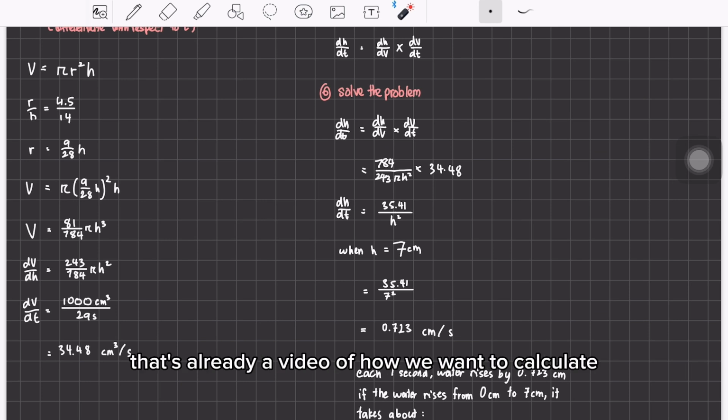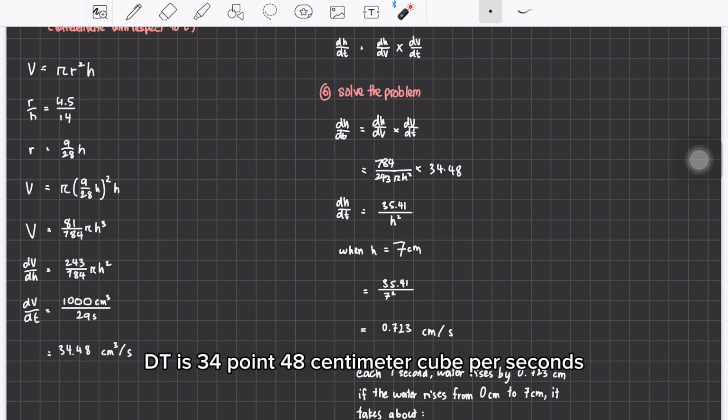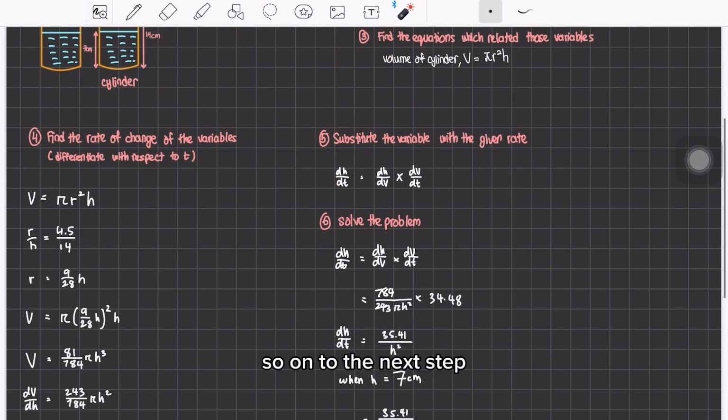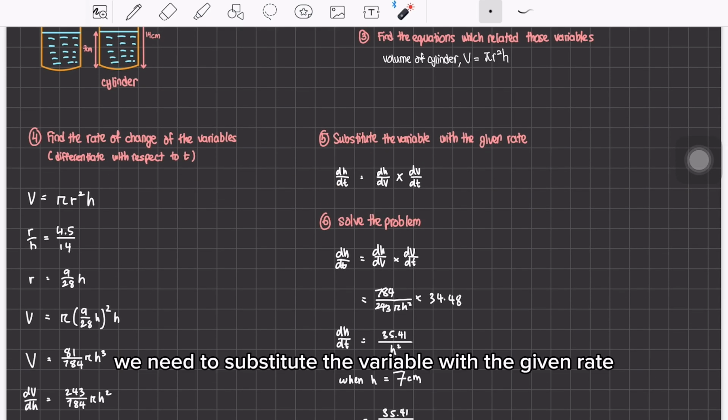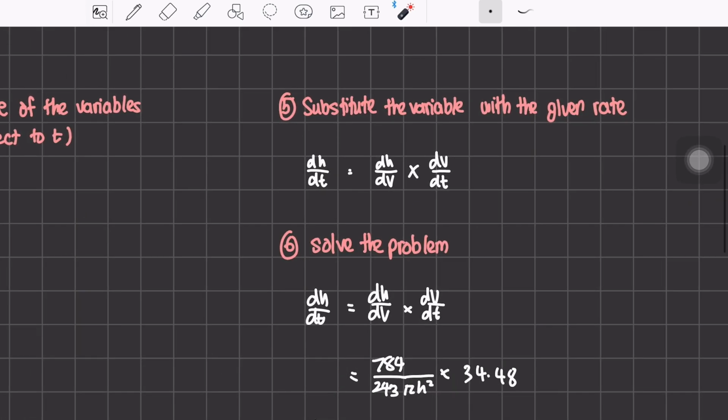For dV over dt, there's already a video of how we calculate for 1000 centimeters cube to get the specific seconds for it to fill into that volume. So we got here the value of dV over dt is 34.48 centimeters cube per second. So on to the next step, we need to substitute the variables with the given rate, which we want to find dh over dt. By using the chain rule, we could multiply dh over dV with dV over dt.